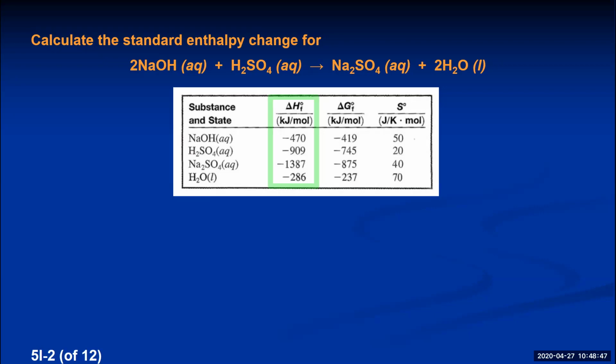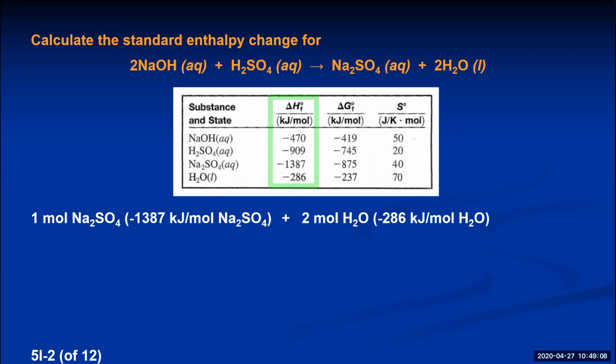Starting on the product side, we have sodium sulfate. The coefficient in front of it is a 1, so we're going to multiply 1 mole from the balanced equation of sodium sulfate by its standard heat of formation of negative 1387 kilojoules per mole. The next product is water. There's 2 moles of water, so I'm going to multiply 2 moles by the standard enthalpy of formation of water found in the table of negative 286 kilojoules per mole. All the products are done.